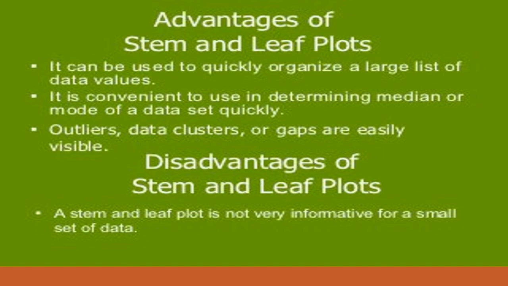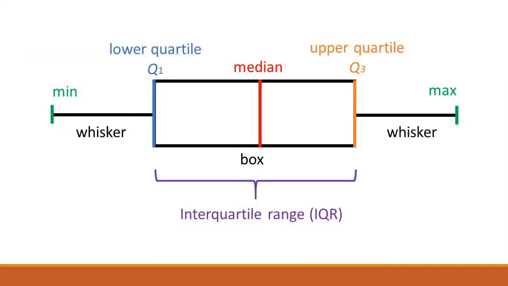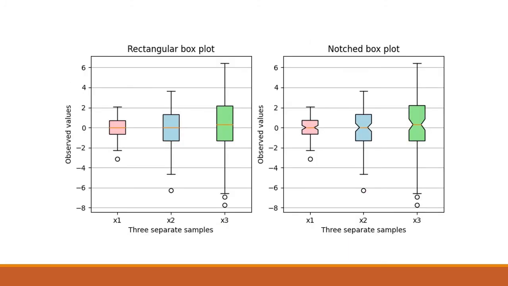A box plot. In descriptive statistics, a box plot is a method for graphically depicting groups of numerical data through their quartiles. Box plots may also have lines extending from the boxes called whiskers. They indicate the variability outside the upper and lower quartiles. So they may also be called box and whisker plots or box and whisker diagrams. Outliers may be plotted as individual points.